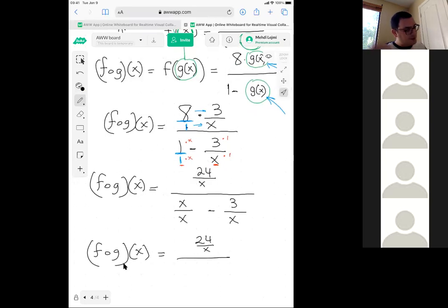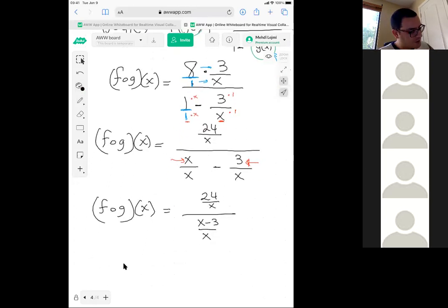Now in the bottom, since you have now a common denominator, you can subtract the top and keep the same denominator. So we subtract the tops, so that will be x minus 3. And the denominator would be the same. You keep the same denominator, which is x. So now I have division of 2 fractions.